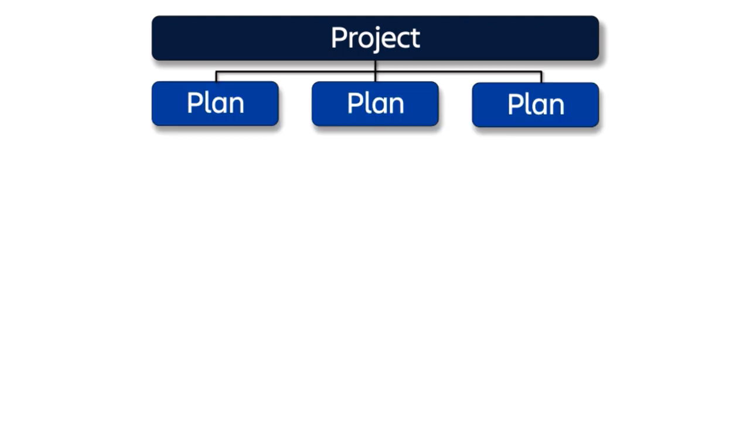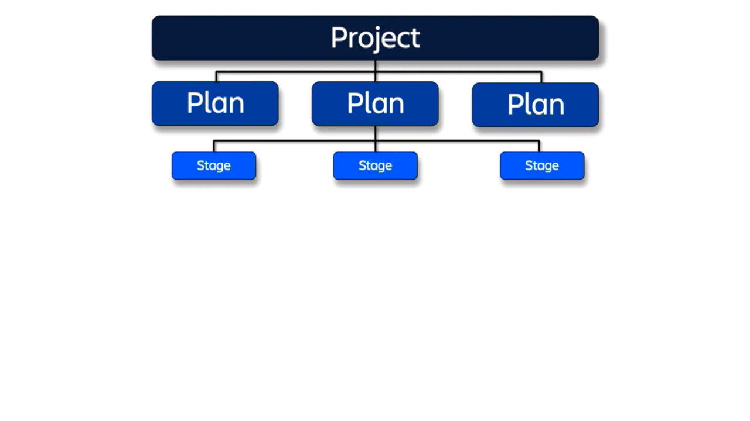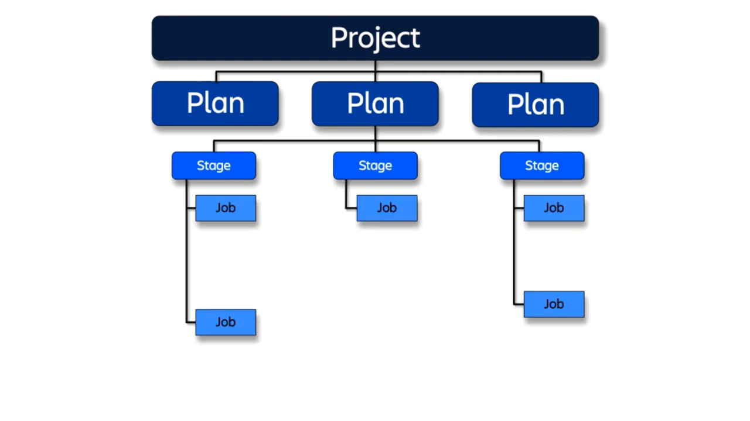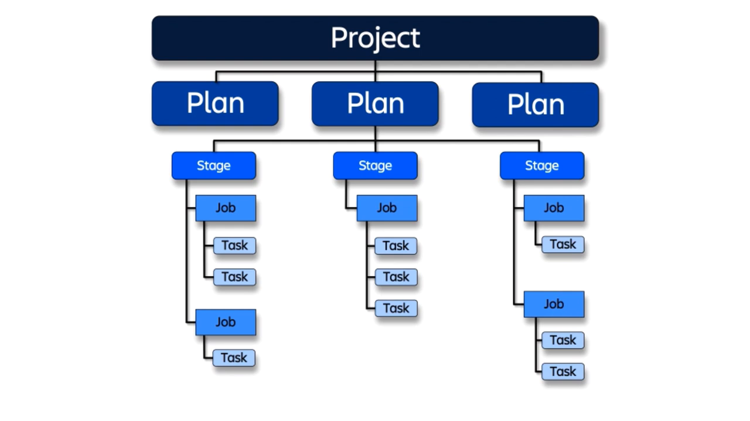The top level of this hierarchy is a project. A project is made up of one or more plans, a plan is made up of one or more stages, a stage is made up of one or more jobs, and a job is made up of one or more tasks. Let's start at the bottom level of the structure and go into more detail about each level.